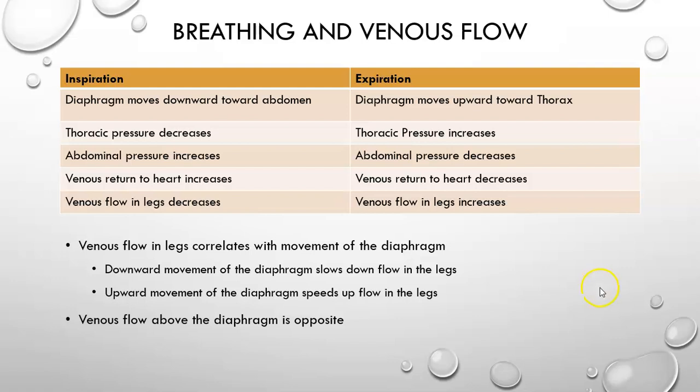So venous flow in the legs correlates with movement of the diaphragm. Downward movement of the diaphragm slows down the flow in the legs. Upward movement of the diaphragm speeds up the flow in the legs. Venous flow above the diaphragm is the opposite.